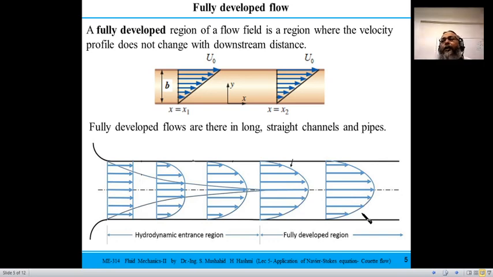This assumption is very useful in very long channels, because at the entrance region the flow is developing, and after traveling a certain distance it becomes fully developed. So its profile is no more changing. As we have already seen, if the velocity profile is not changing, it means the volume flow rate will not be changing. So the properties of the fluid flow in that long channel remain the same. So that is one of the advantages.